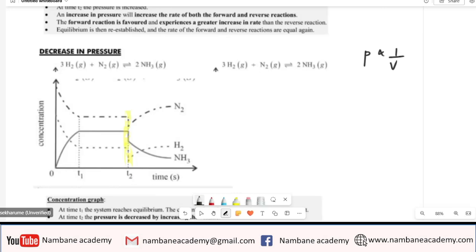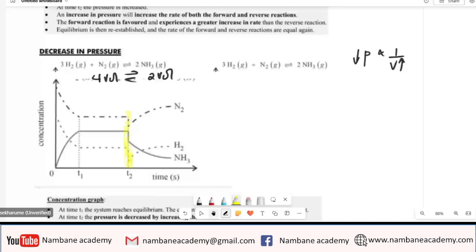So if I'm going to decrease the pressure, I'll favor the side where I'm having the greater number of moles, or it can be the greater number of volumes of a gas. So I'm having 4 volumes this side, I'm having 2 volumes this side. So I want to decrease the pressure. So now is the disturbance on the system. I need to do what? To reinstate the disturbance by opposing the disturbance.